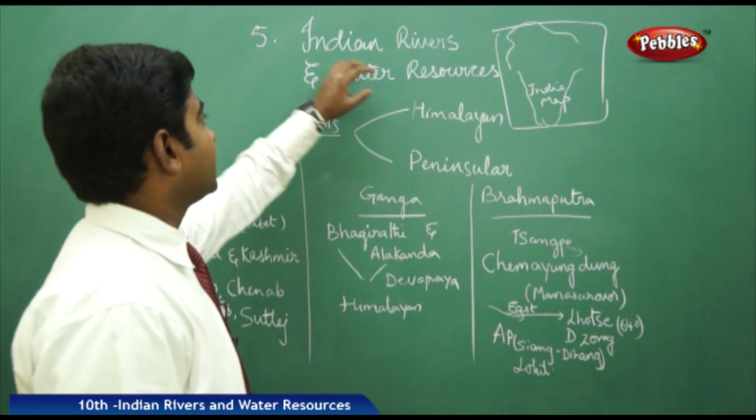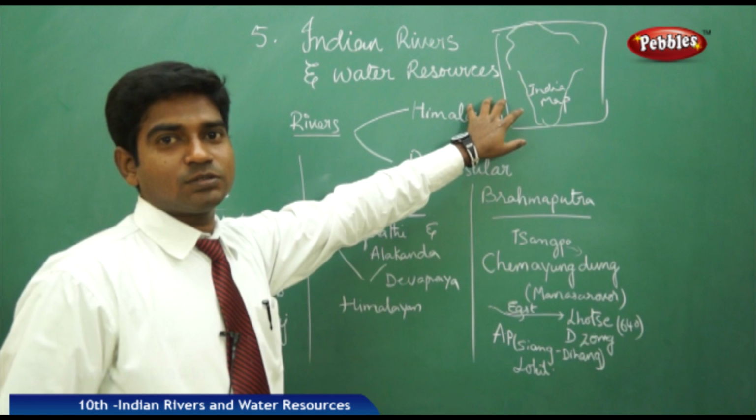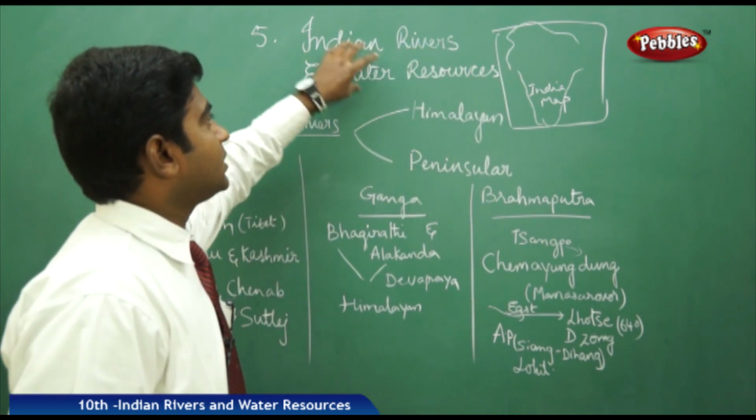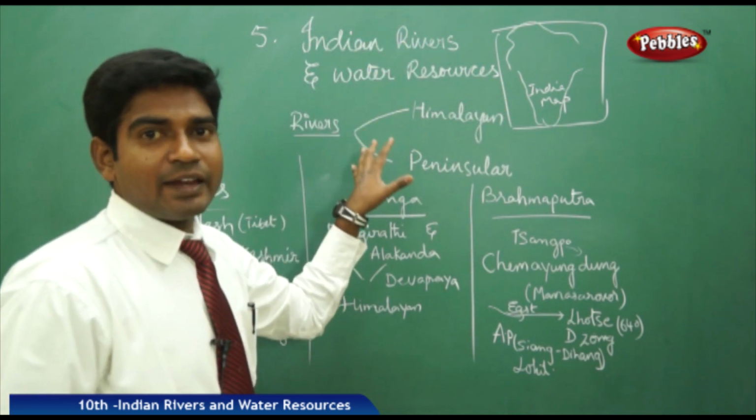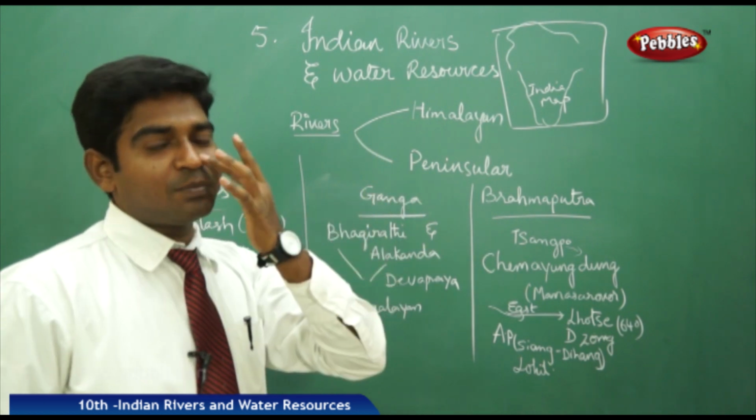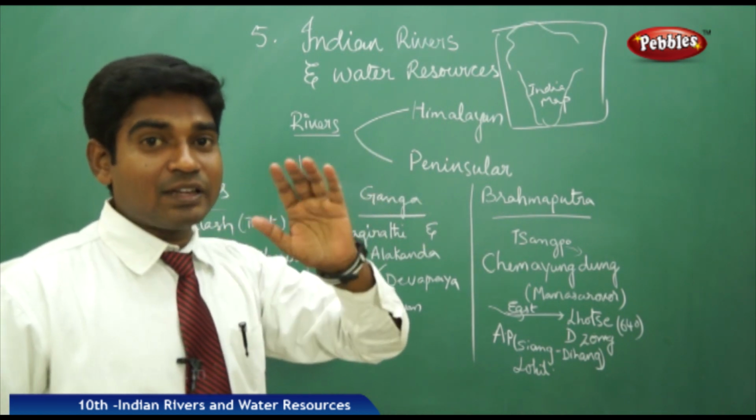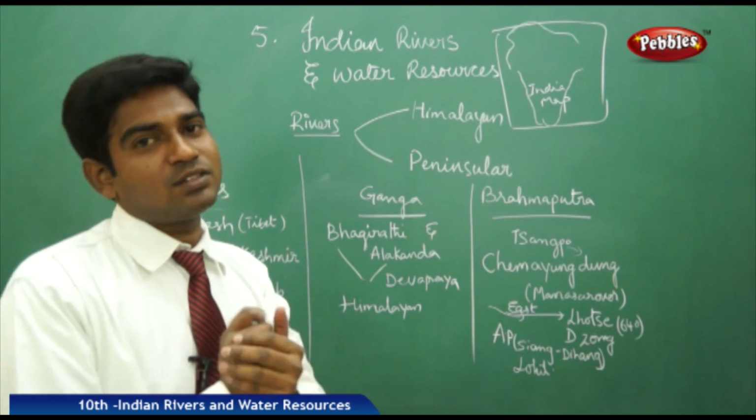Now we shall discuss the Indian rivers and the water resources. Before going into the water resources, let us see what the Indian rivers are. The entire Indian river system is known as the drainage system. It does not mean the flow of drainage. It is the complete flow of all the rivers that is known as the drainage system.